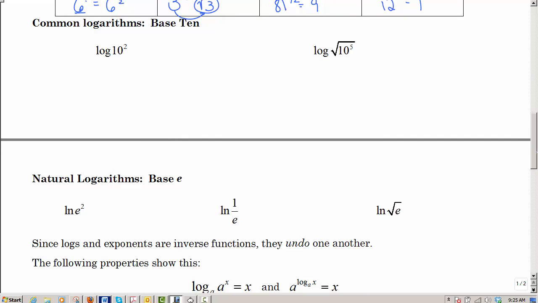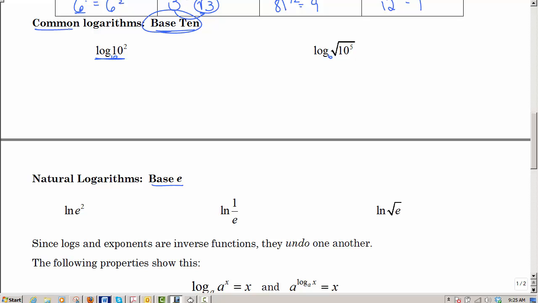Now, our calculator has two different kinds of bases. It has base 10 and base E. Base 10 in 99% of the textbooks is written like this. It does not have that little 10 as a subscript. It is assumed that it's there because it's base 10.